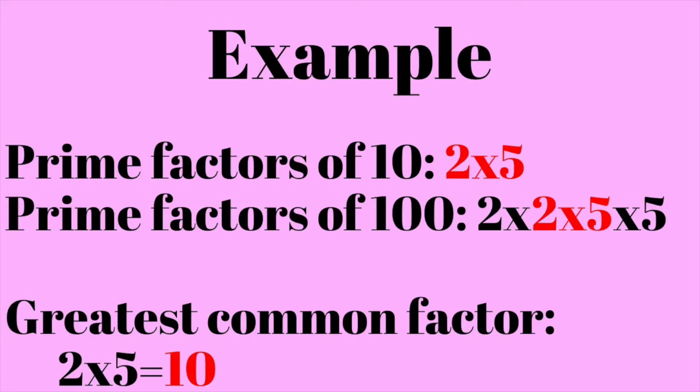Now, the overlapping factors for both of these are going to be 2 and 5, one 2 and one 5. And if we multiply 2 times 5, of course, that equals 10. So the greatest common factor of 10 and 100 is 10.